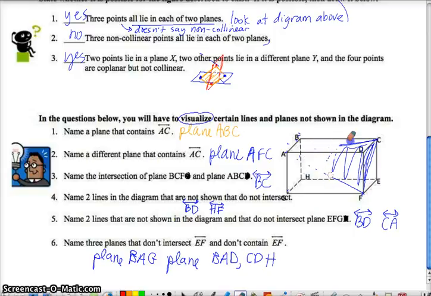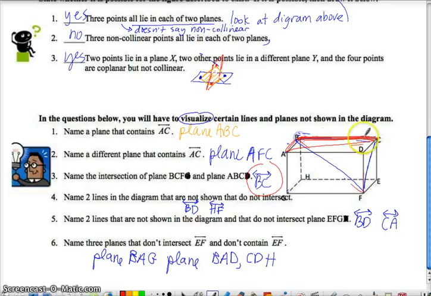Number 3, name the intersection of plane BCF and ABC. So let's see here, BCF, and ABC. So draw them. Well, two planes have to intersect in a line. Which two letters do they share in common? They share BC in common, but if you drew them and connected them to see the two planes, you would see they intersect here at BC.